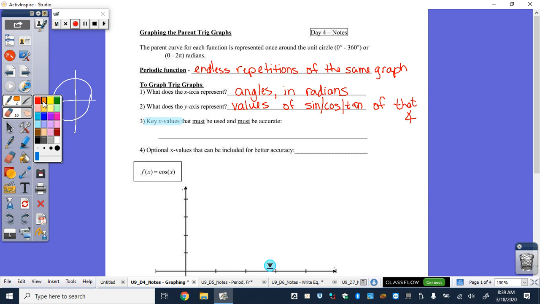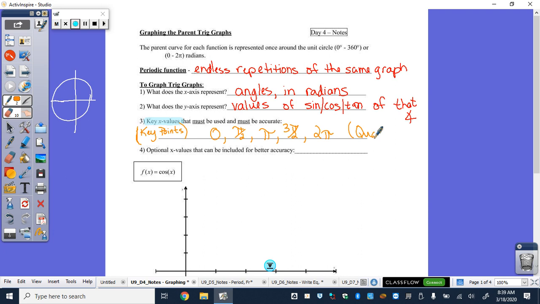You'll hear me refer to these also as key points. These graphs are always very repetitive. They follow the same exact pattern, so they always have these key points that you must hit. So these key points are 0, pi over 2, pi, 3 pi over 2, and 2 pi, which are all the quadrantals. So that's our 0, 90, 180, 270, 360. Those are our key values that we look at.